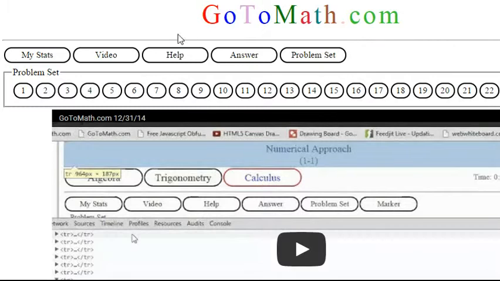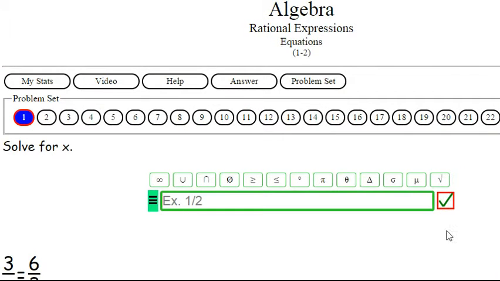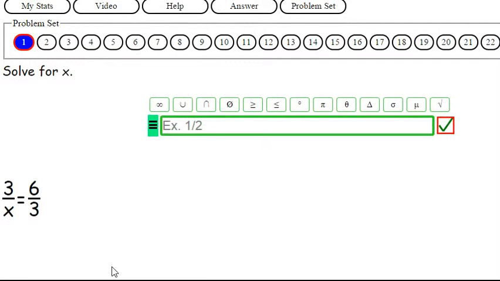Okay, we're over here at GoToMath.com. Click on the algebra. Let's go down to equations. We are learning some useful math here. Solve for x. Okay, so we have 3 over x is equal to 6 over 3. And of course, if we can reduce this down, we probably will before we even get started. I can see something here that can be reduced down.